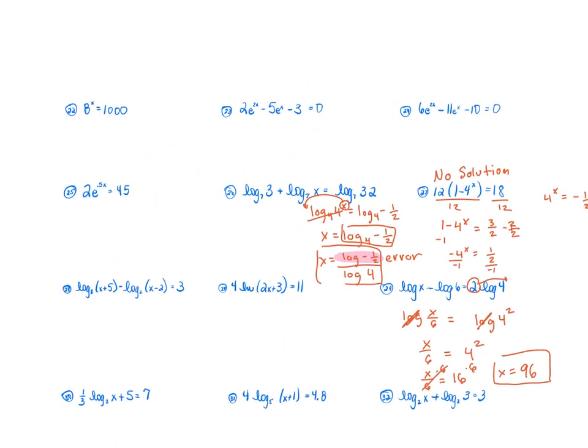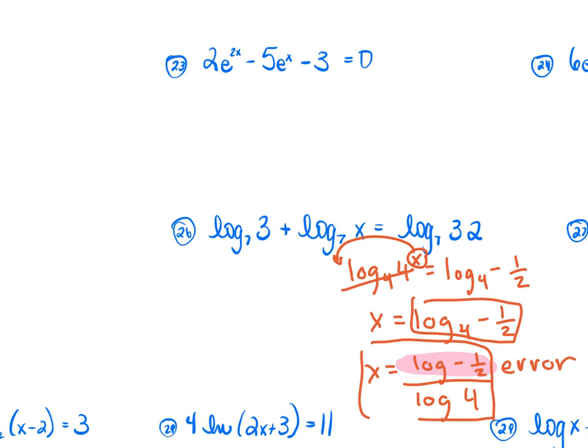What do we do first for 23? Ooh, 23 is a tricky one. Anybody know where we start with 23? You have to get rid of the e's, so you put an ln. So we can't put an ln. We can only do that if our e was isolated, if we only had one e.